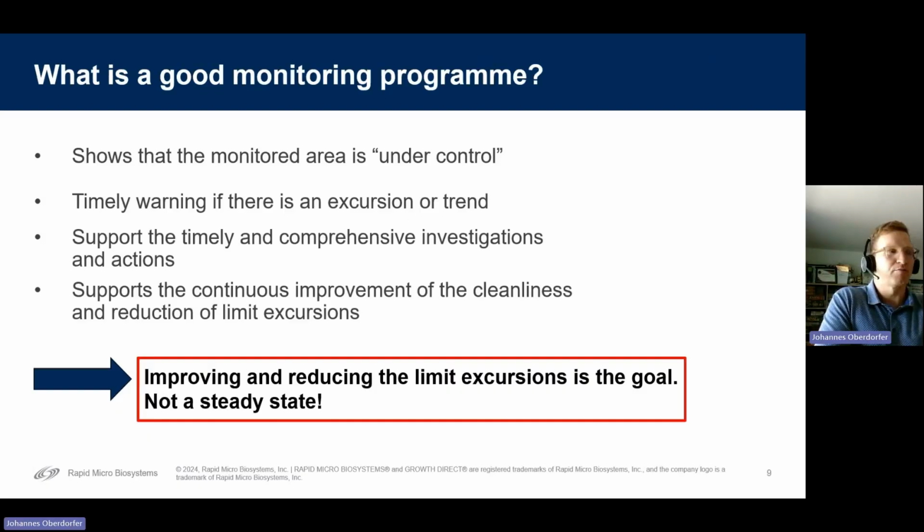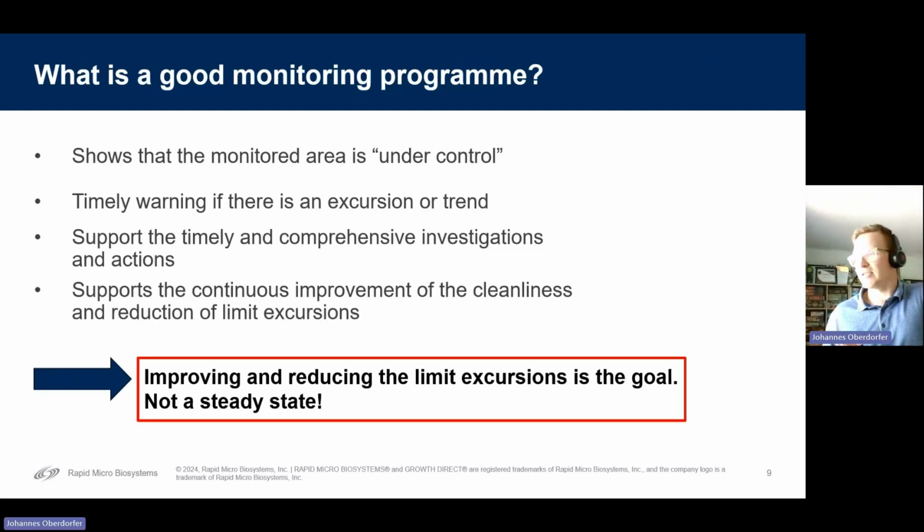So what is a good monitoring program? A good monitoring program shows that the monitored area is under control. So we should show what is most likely to be a contaminant and where we would find it. This is the job of a good monitoring program. It gives us immediate feedback. Here it said timely, but it would be immediate feedback as soon as we have an excursion or a trend, or also see a contamination that is above a certain level. It supports timely and comprehensive investigation and action.